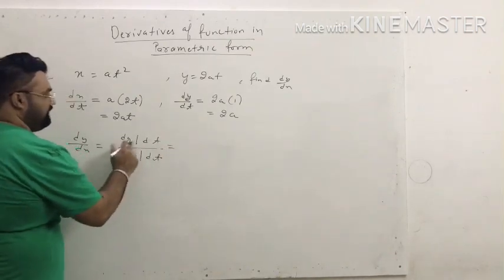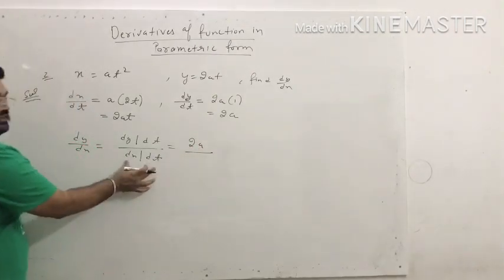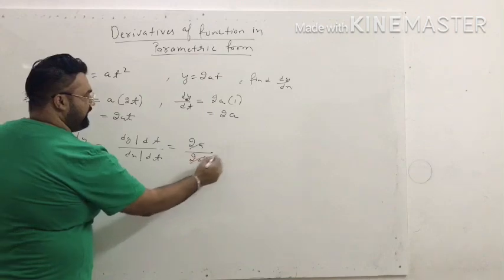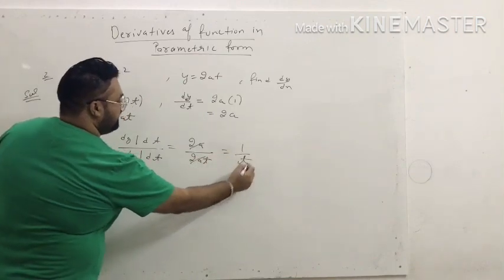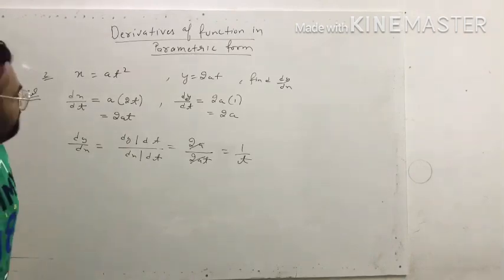Now what is the value of dy upon dt? Which equals 2a. What is the value of dx upon dt? 2at. 2a cancels. So the final answer is 1 upon t. So this is another example of parametric form. Now we shift to the third question.